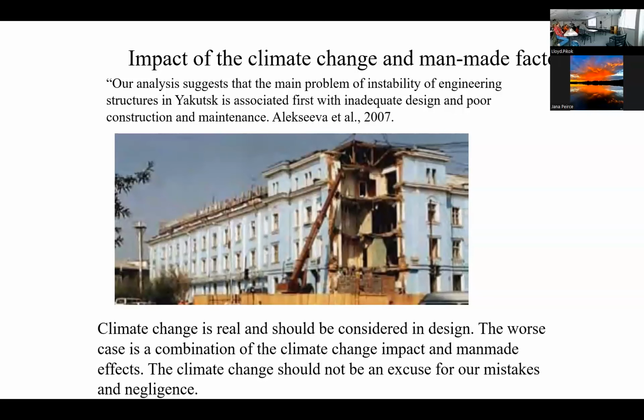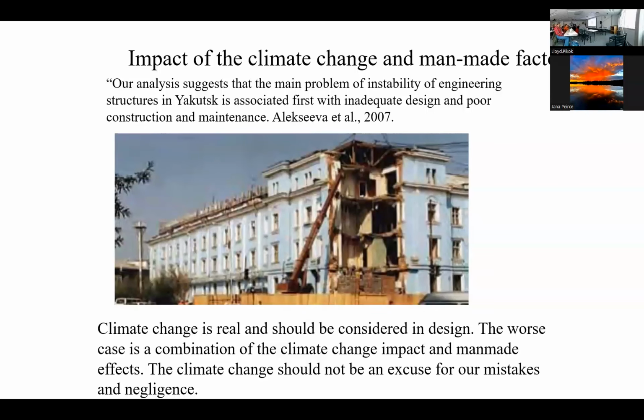If we consider two factors, climate change and man-made impact, climate change is global and regional, and the man-made factor is local or community level, or at least may become regional in some catastrophic cases, mainly related to oil spills, for example, like several years ago in the Norilsk region or in Komi 20 years ago. But definitely we should consider climate change.